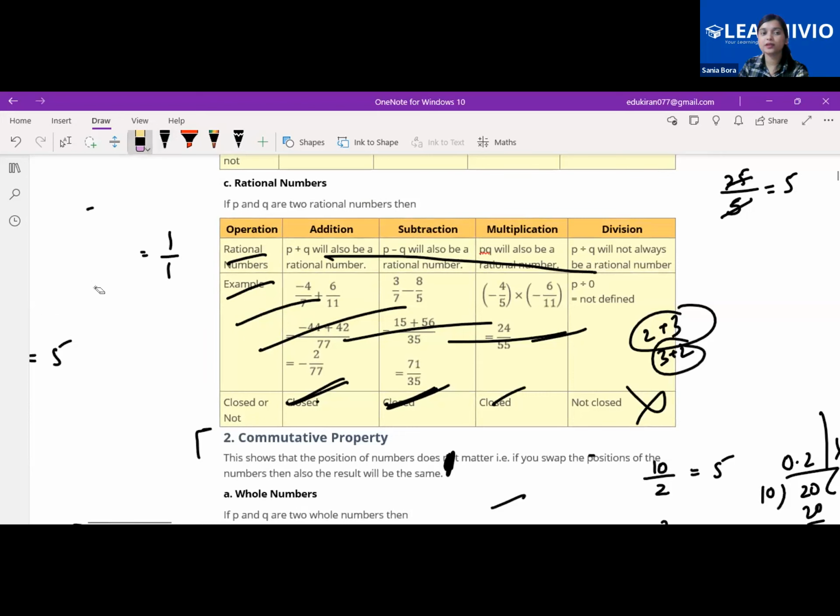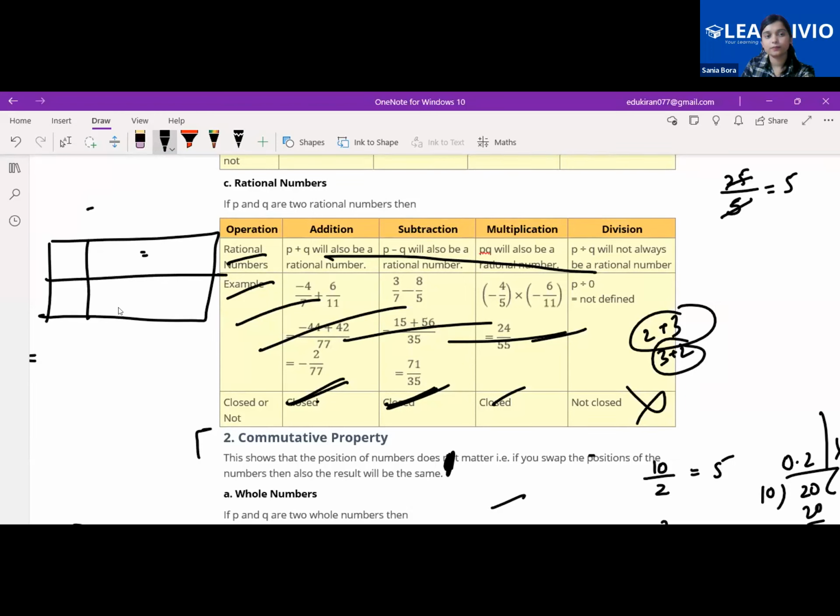Vega, you asked something? No, ma'am. Okay, clear? I'm just making a table here again for your reference. You have to make it like this only. Here you will write operation, addition, subtraction, multiplication, division. Here closed or not. So here tick, tick, tick, cross. Clear?